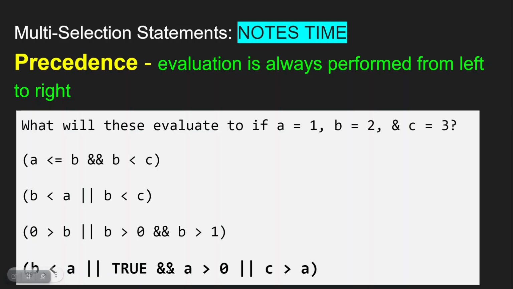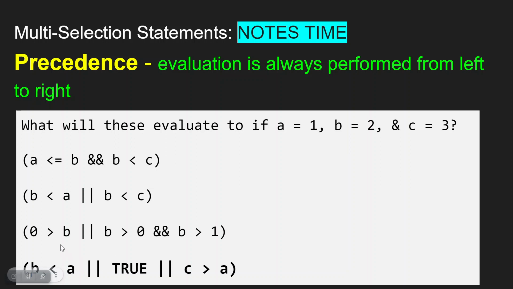So that whole part becomes true. And now we need to check the second and. So now we've got true and is A greater than 0, which it is. So now we've got true and true. So now this whole thing evaluates to true. So we are good there. Now we need to check our ors.